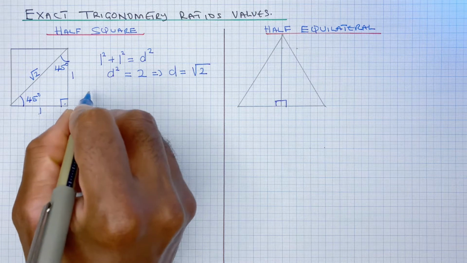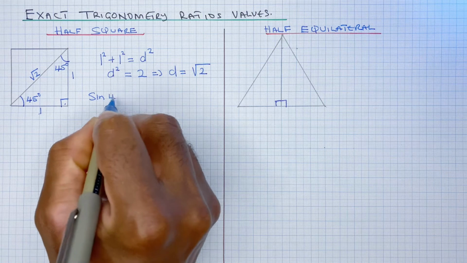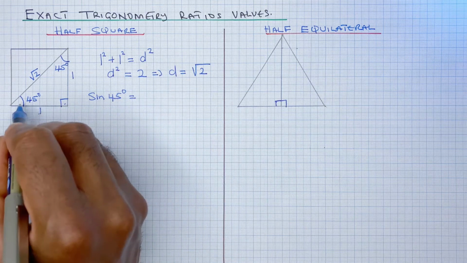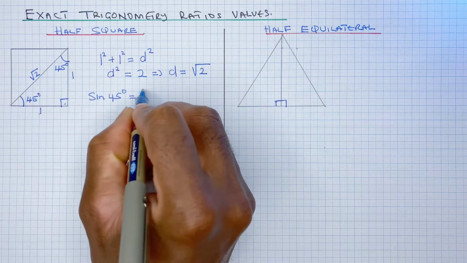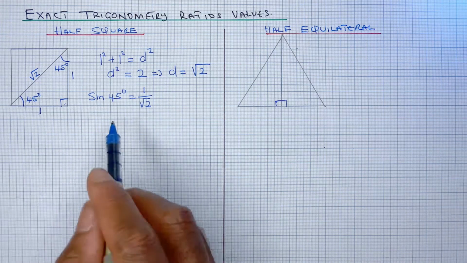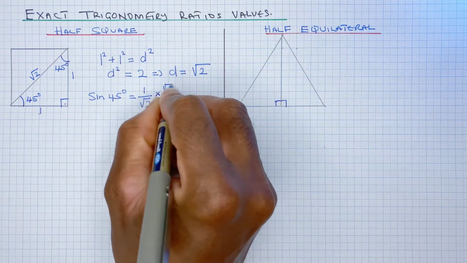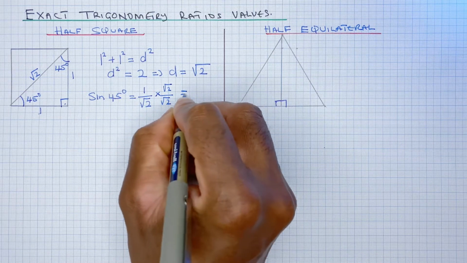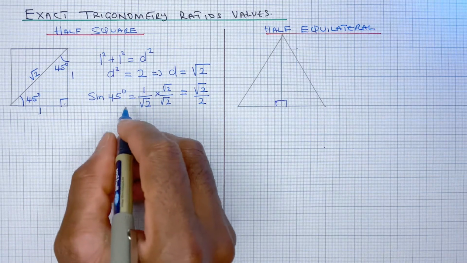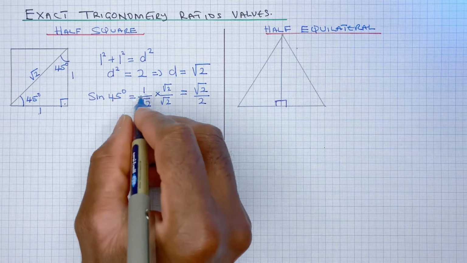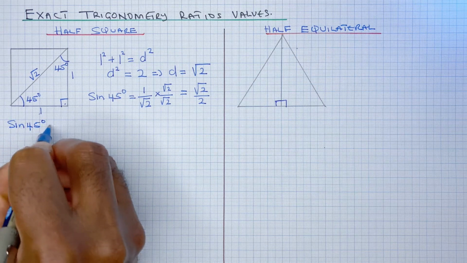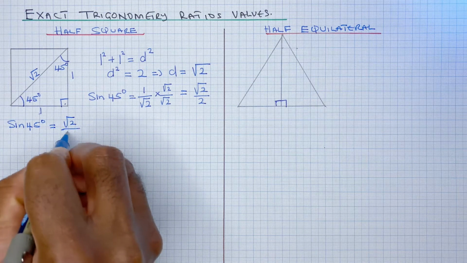And the first one is sine 45. So sine 45 degrees will be, sine is opposite over hypotenuse. The opposite of 45 is 1, and the hypotenuse is root 2. So that's 1 over root 2. But we know we cannot have a root in the denominator, so we have to rationalize it. So we times it by root 2 over root 2, and that will give root 2 over 2, because root 2 times root 2 is 2. So therefore sine 45 degrees is root 2 over 2, or 1 over root 2. So if we write sine 45, we're meant to remember that that's root 2 over 2.